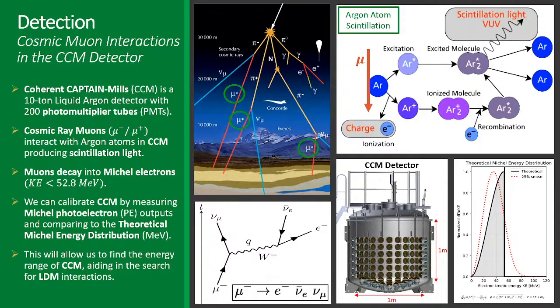What's good about muon decay is that muons will decay into what we call Michel electrons, which are just normal electrons from a muon decay, but they have a well-known energy distribution with a maximum of 52.8 MeV, and that's due to the conservation of energy. If we see these signatures in the CCM detector, we'll see that sharp cliff at 52.8. We'd be able to use that as a calibration to see what this detector's photoelectron output is compared to actual MeV, which is what we're looking for.